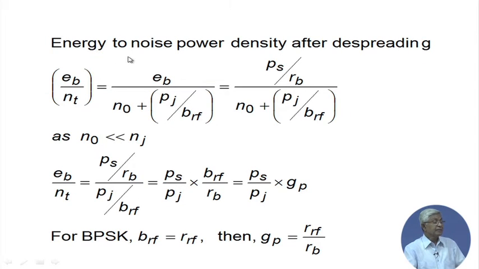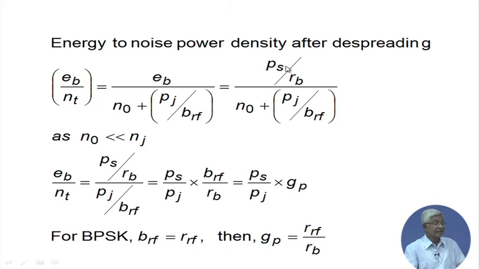Now, energy to noise power density after despreading is EB by NT, total noise power. So, NT is equal to N0 plus PJ by BRF, we have seen in the last page. So, EB by N0 plus PJ by BRF. Now, EB, energy per bit, is that power per station divided by RB.